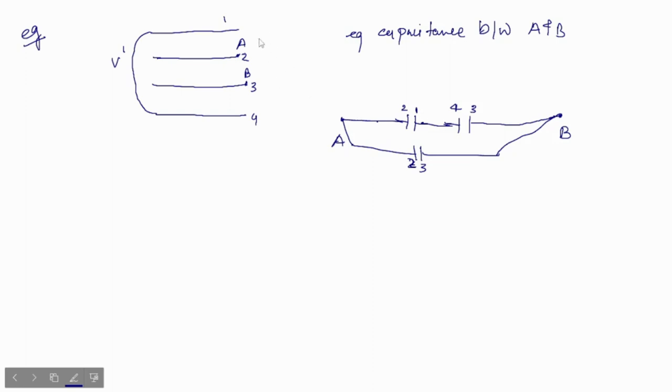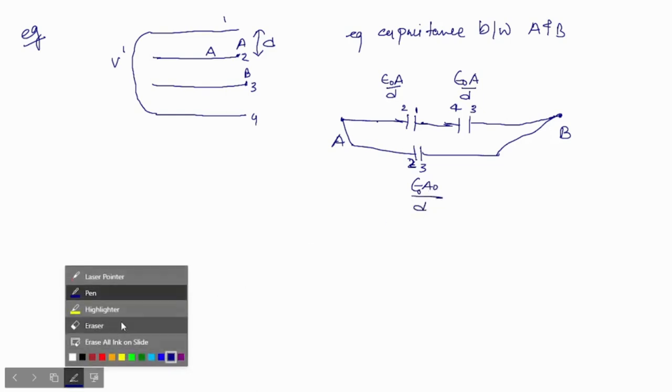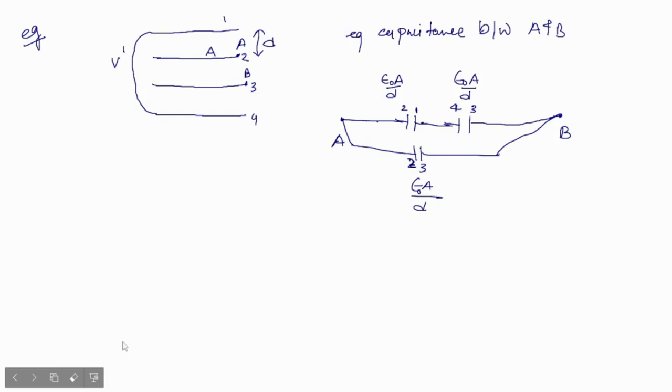In the question, this length is d, the distance, and the area is A, which is also given. So what will be the capacitance of 1 and 2? It will be epsilon naught A by d. This will also be epsilon naught A by d, and this will also be epsilon naught A by d, right? So what you are seeing here is that capacitors C and C are in series and they are both in parallel.